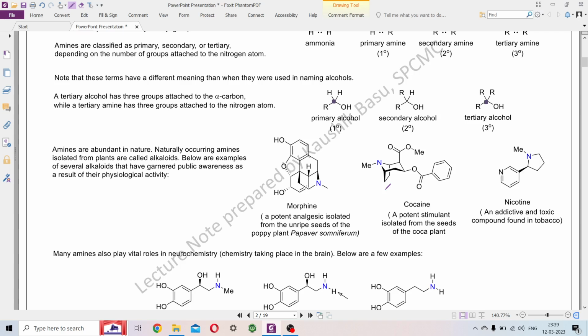So that's nicotine. That's an addictive and a toxic compound that is found in tobacco. আমরা যে সিগারেটের বাক্সের গায়ে যে বিজ্ঞাপন দেখি, cigarette smoking is injurious to health, and that is because among other toxic substances nicotine is present in tobacco, which is a toxic material for our body.